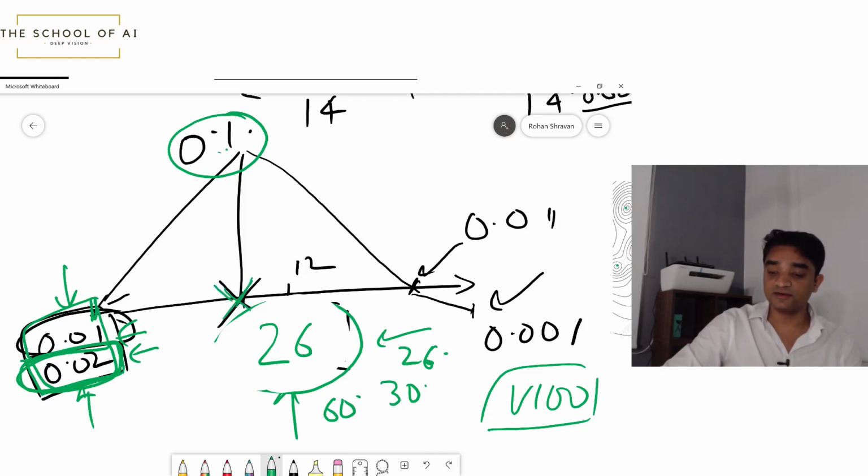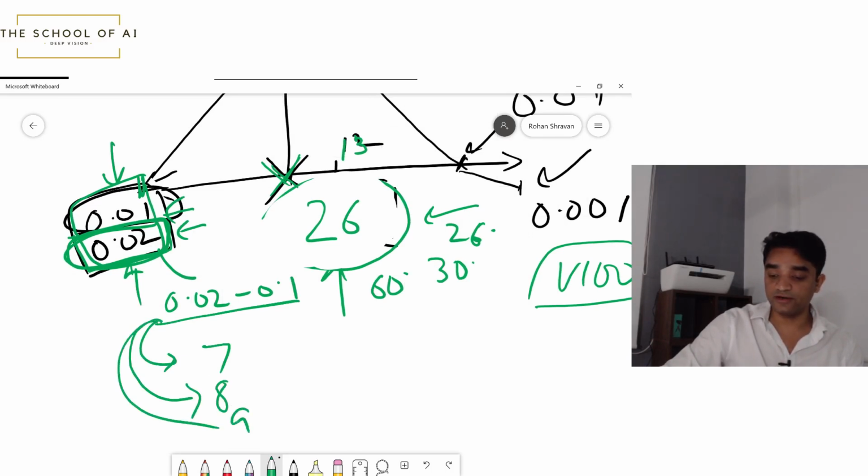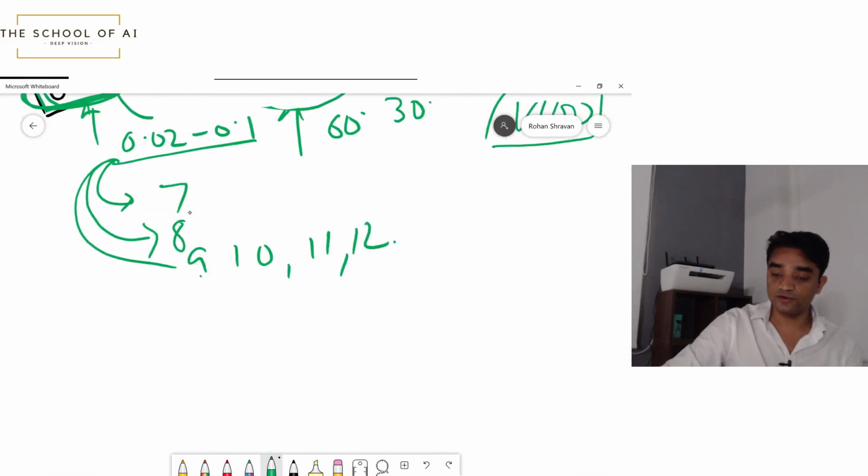This number is less than half, so this number is less than 13. I'm going to run from 0.02 to 0.1 multiple times. I'm going to run this in 7 epochs. I'm going to change from 0.02 to 0.1 in a total of 8 epochs. I'm going to run for 9 and 10 and then 11 and then 12 maybe. It's always going to be less than the overall number. Is that part clear? What we are doing is we have just run 1, 2, 3, 4, 5, 6 experiments.